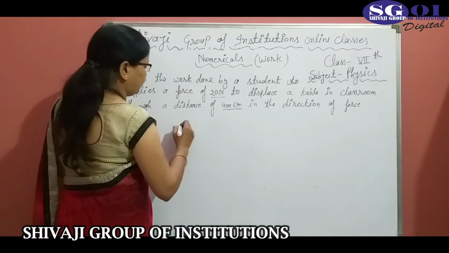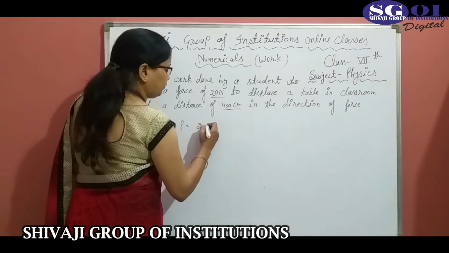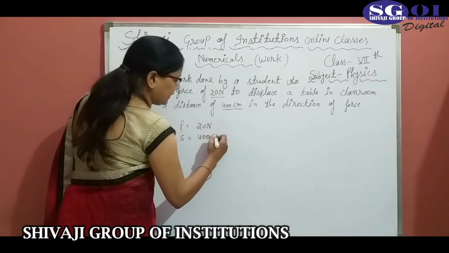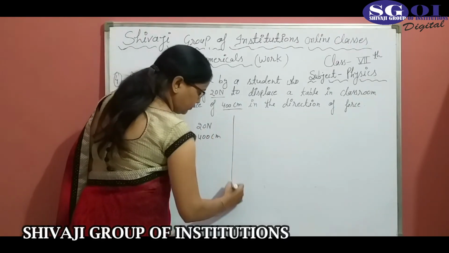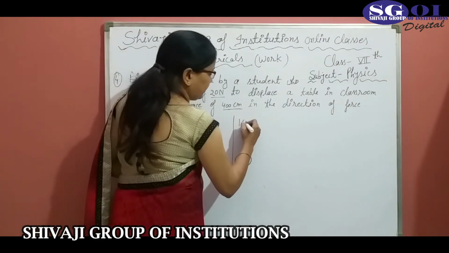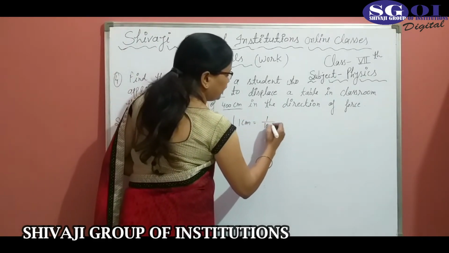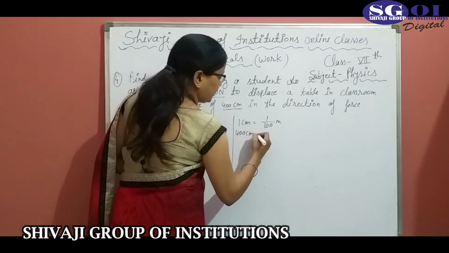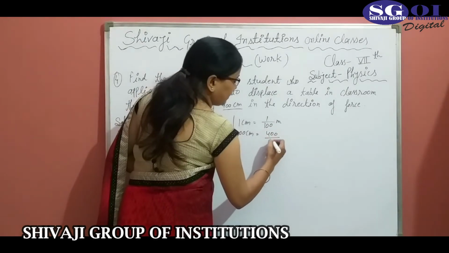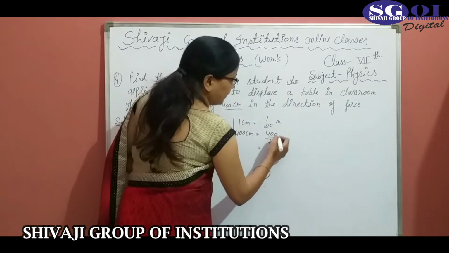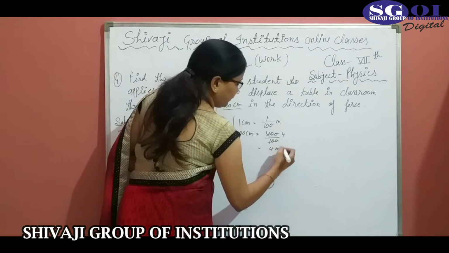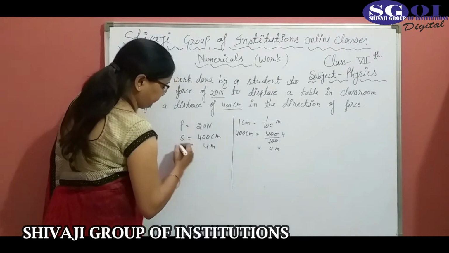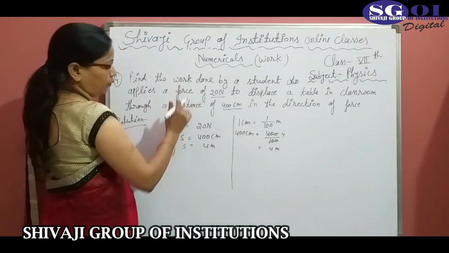So here force is 20 Newton and displacement is 400 centimeter. Student, as you know that 1 centimeter equal to 1 upon 100 meter. So 400 centimeter equal to 400 divided by 100. After dividing we get 4 meter. So displacement is 4 meter. And we have to find out work done.